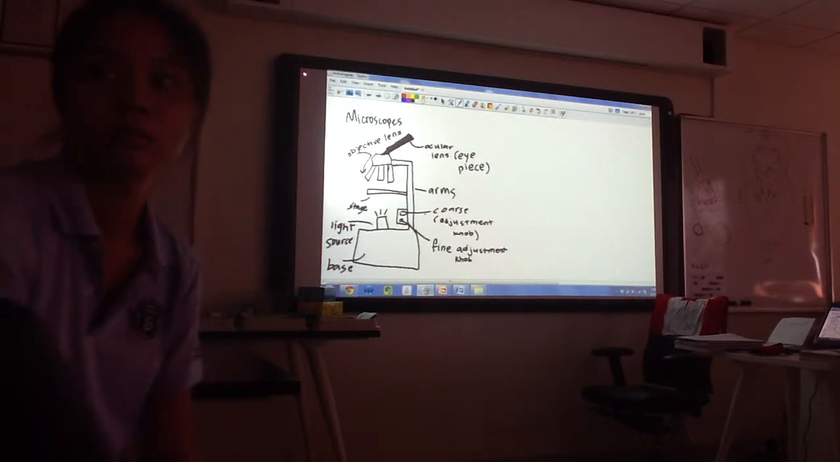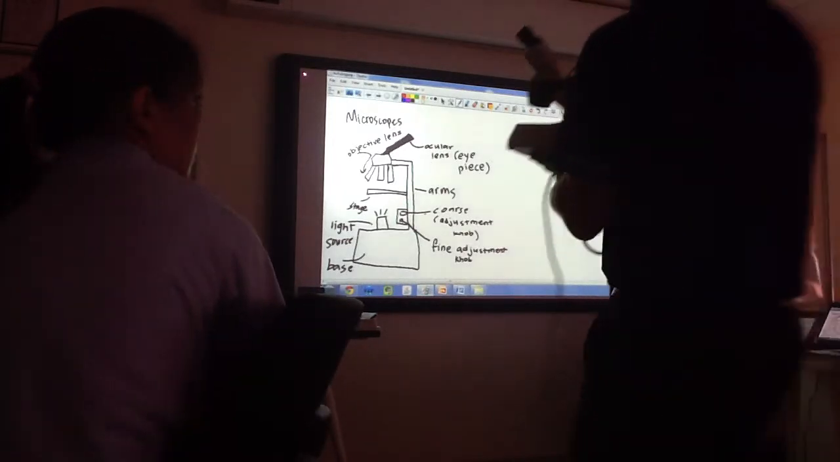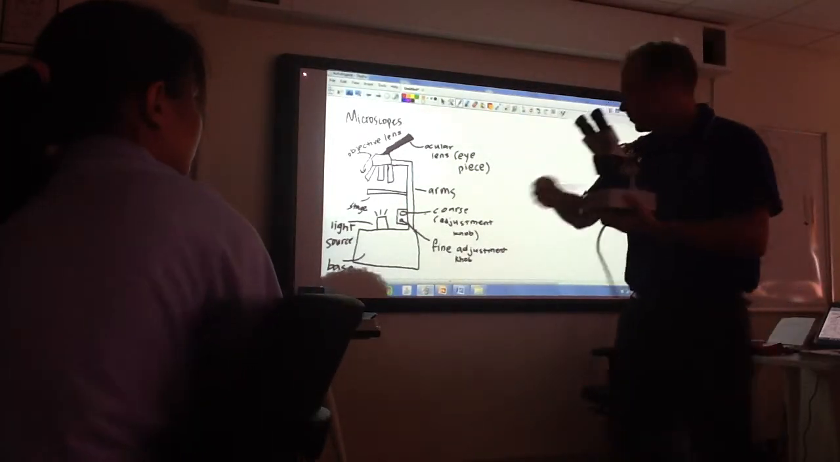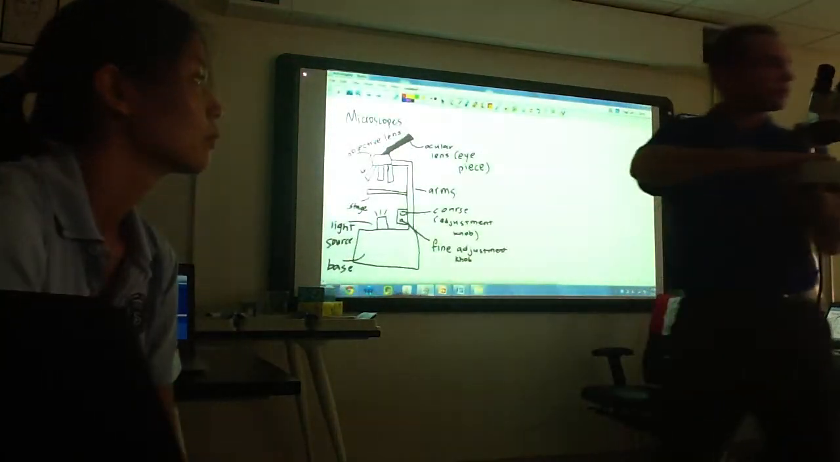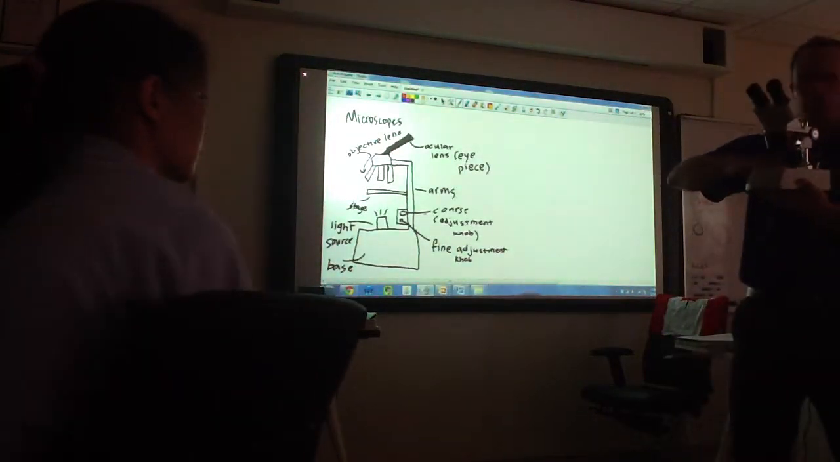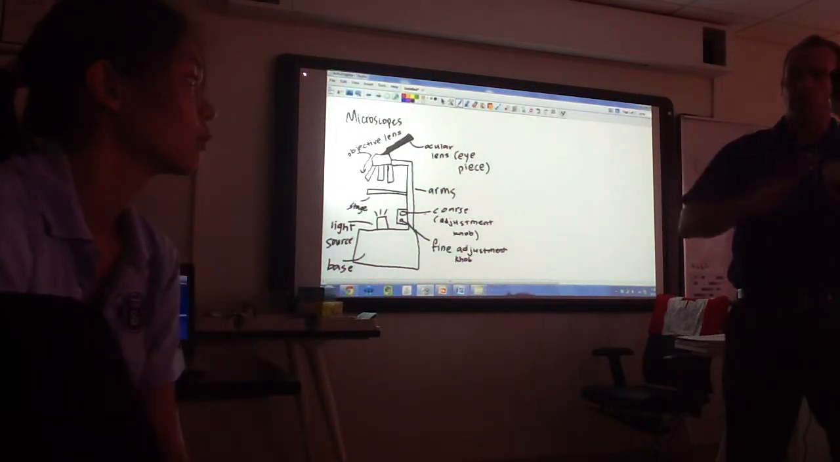So if we're looking at one of these guys here, it works similarly, except this time we're going to put the slide right on the base. There's no stage in this one. We put it right on the base, but something's still going to move. Somehow we've got to get the focal plane right.